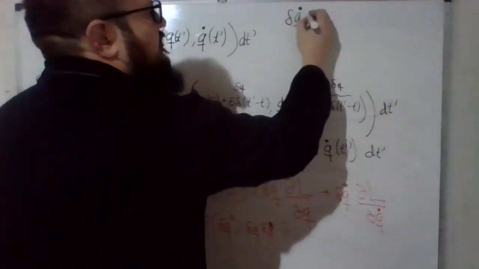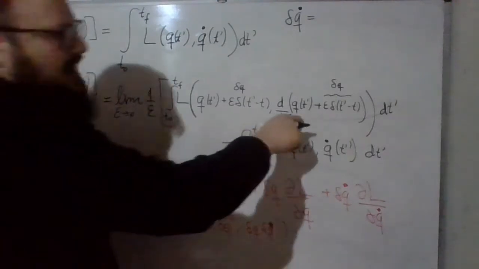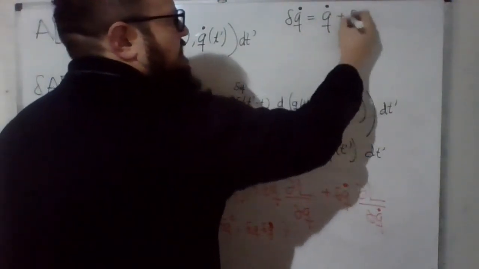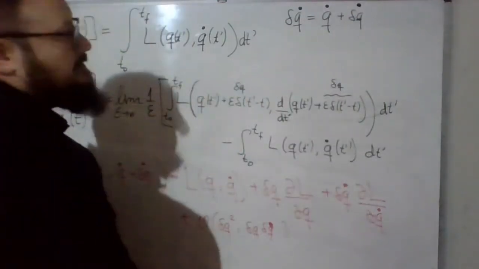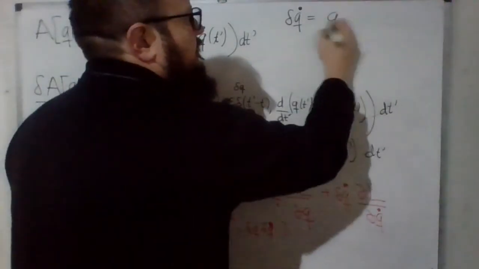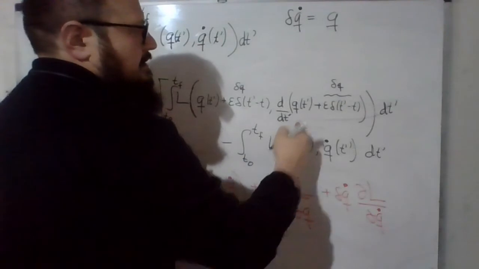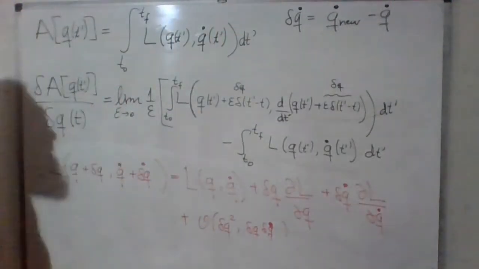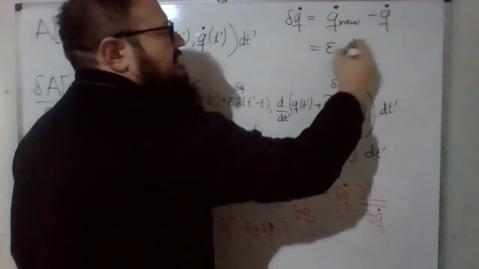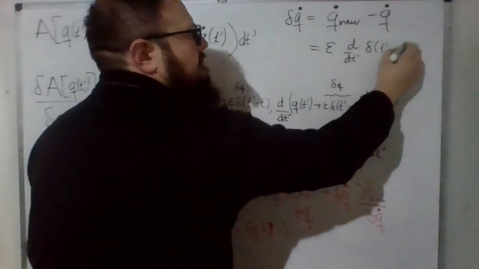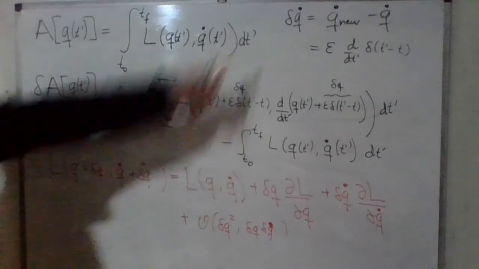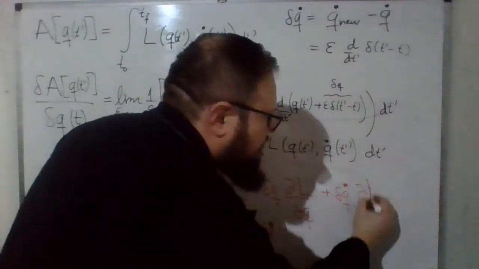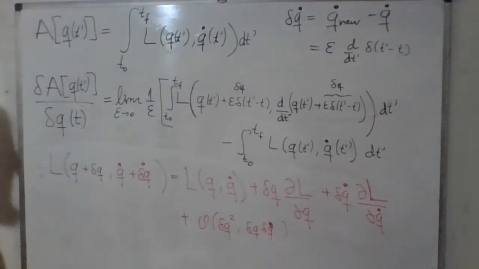Delta q dot corresponds to the time derivative of the new q minus the time derivative of the old q. So this is q dot plus delta q dot. Sorry, this is the new q dot minus the old q dot. And this is just epsilon times the derivative with respect to t prime of the Dirac delta. Okay, because this is delta q. Okay, so this is delta q dot, which enters right here. I don't know if you are seeing properly, but this is an L for Lagrangian.